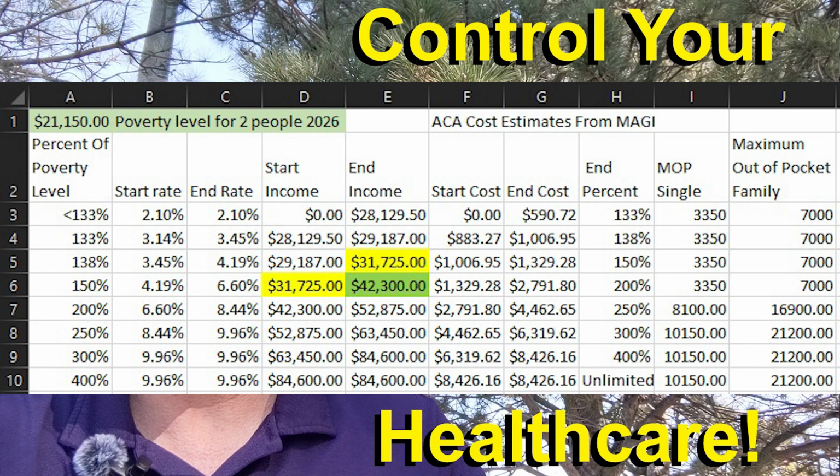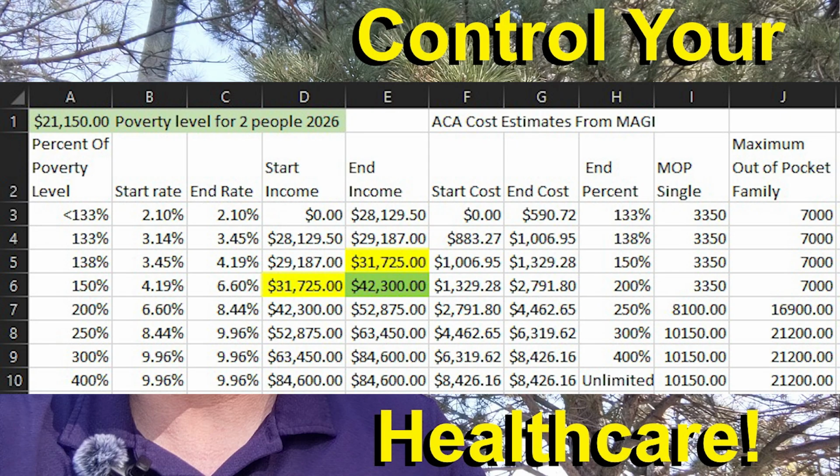As you continue to go up, like if you hit 200% of the poverty level in column B7, you're at 6.6% of your income that you pay, and as you go up to 250%, that's in column C7, you're going to pay 8.44% of your income, and it continues up. As you hit 300%, you can expect to pay 9.6% of your income, and it kind of stays there up to this 400% range. And right now, if you go above the 400%, that's kind of a tax cliff, and you're going to end up paying whatever the premiums are, which can be like $23,000 a year.